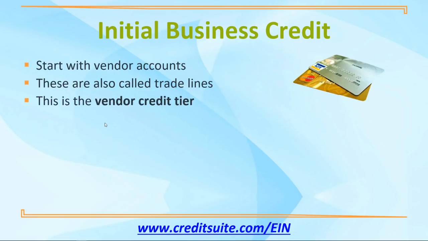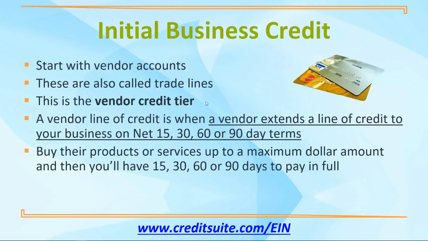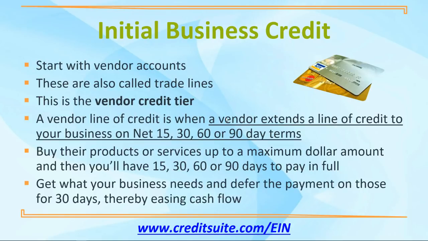So this is the first tier of credit you're going to get when you build business credit. We refer to this as the vendor credit tier. What this ultimately is, is a vendor extends you a line of credit for a certain period of time that you've got to pay them back. It might be over 30 days, 60 days, 90 days, 45 days. And then based on that term, you've got to pay back the entire balance that you owe. So you're able to buy their products, buy their services, put it on credit and then pay it off within that set time period.